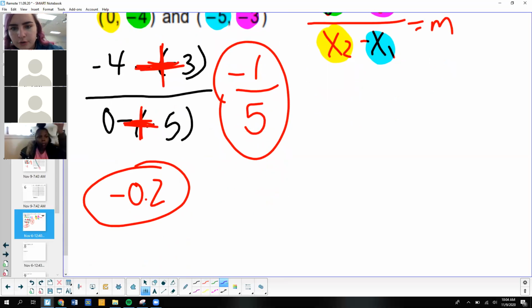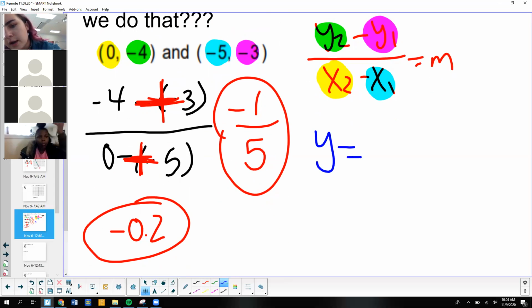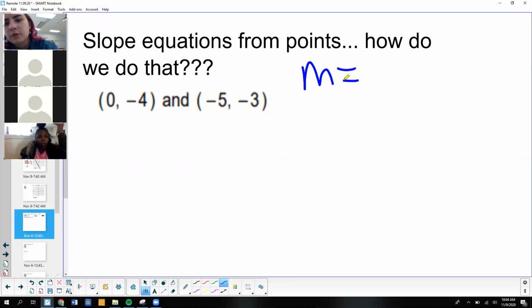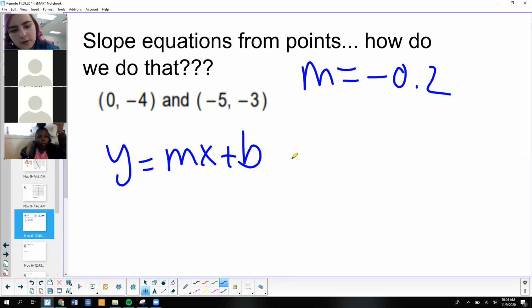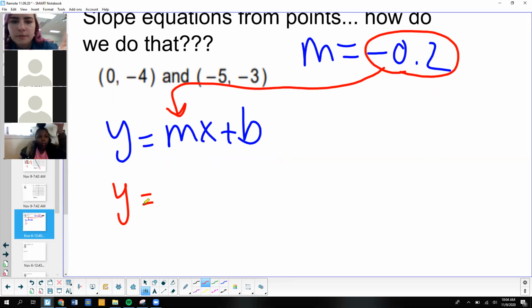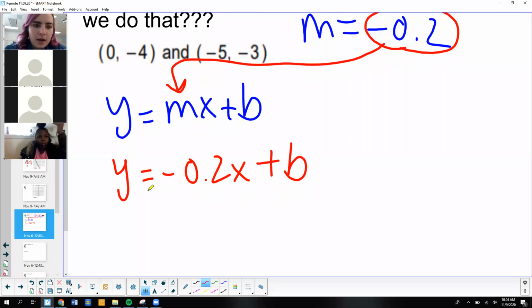So here's what we're going to do. Remember our slope-intercept form, y equals mx plus b. I'm going to clear some of this out, and I don't want to confuse anybody. Our slope was -0.2. We all figured that out. So y equals mx plus b. Well, I can go ahead and plug whatever I got for m into this formula where m is. So I can take y equals -0.2x plus b.